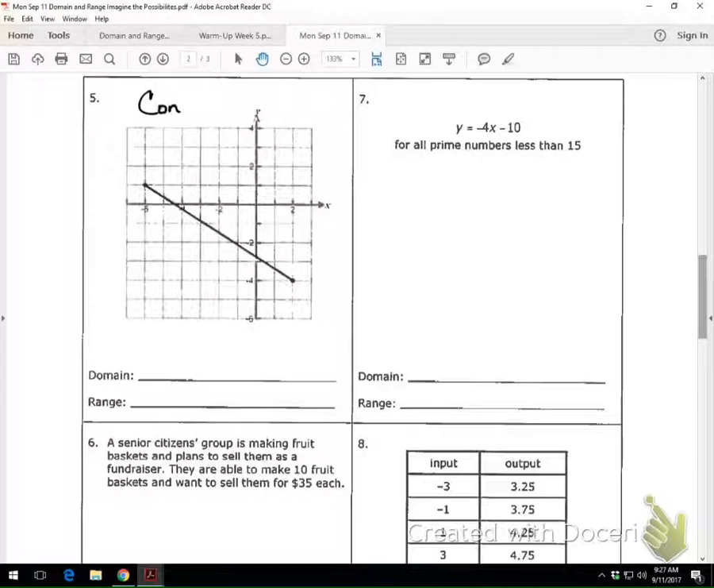Continuous. Why? There you go. Because it's connected. Okay, now I have closed dots. If you can't see them, these are closed dots on the end. So what's my signs? Less than or equal to x, less than or equal to. Less than or equal to y, less than or equal to.